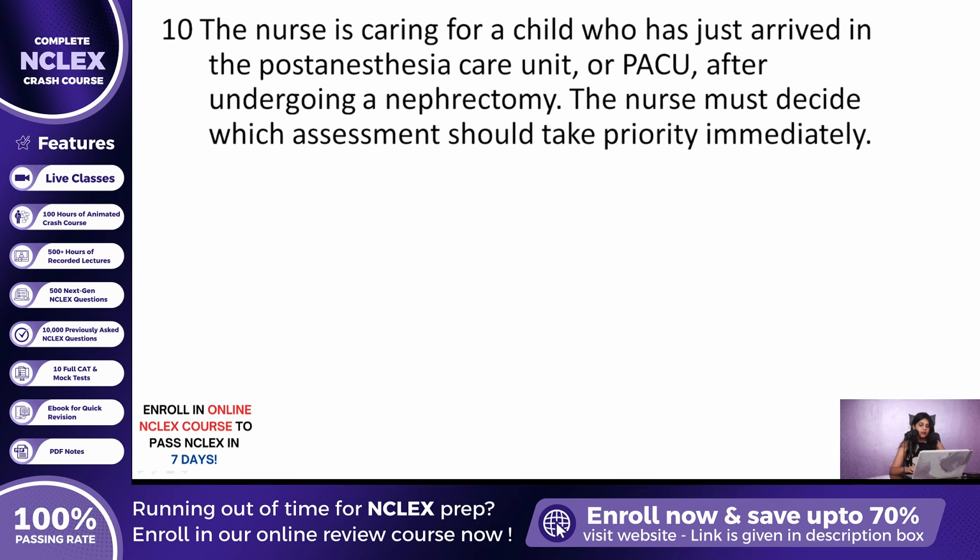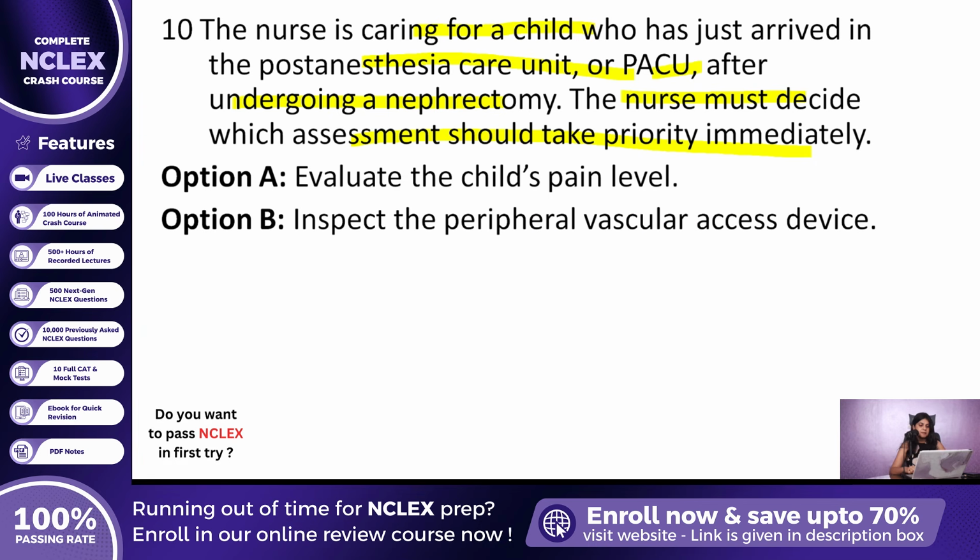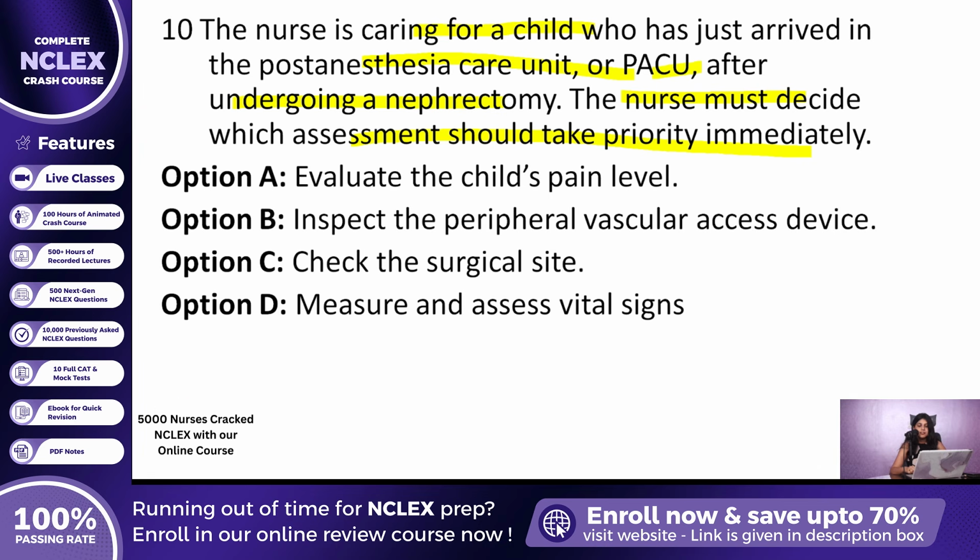The nurse is caring for a child who has just arrived in the post-anesthesia care unit, or PACU, after undergoing a nephrectomy. The nurse must decide which assessment should take priority immediately. The options are as follows. Option A, evaluate the child's pain level. Option B, inspect the peripheral vascular access device. Option C, check the surgical site. Option D, measure and assess vital signs. The correct answer is Option D, measure and assess vital signs.